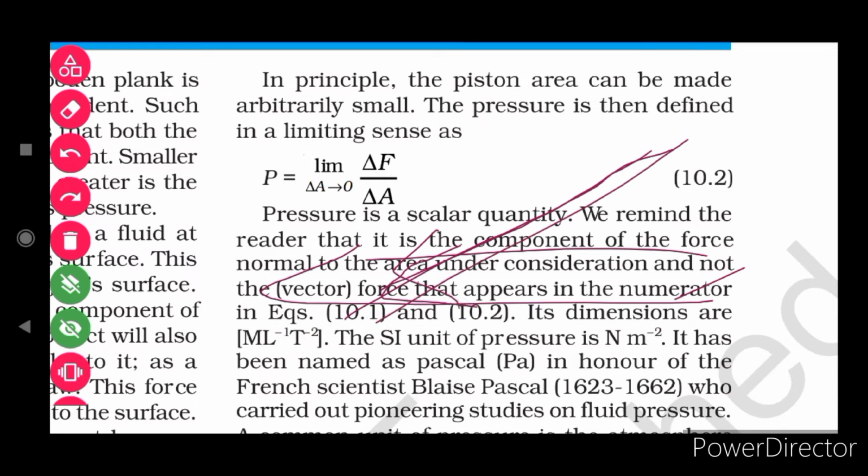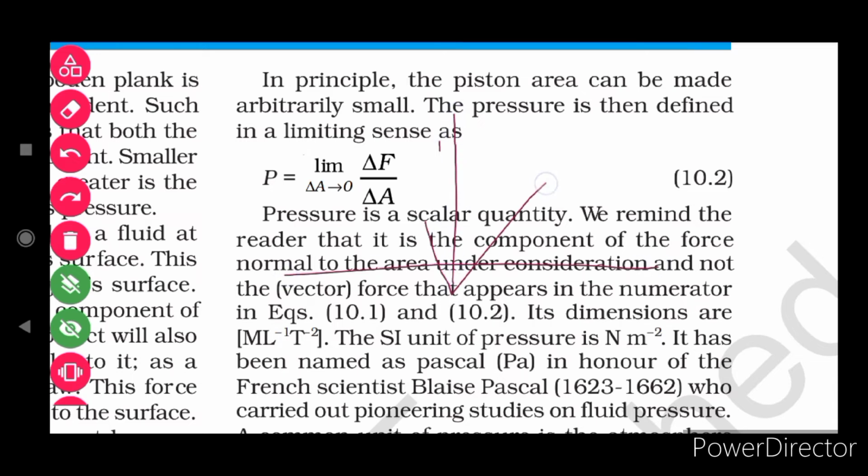We are only concerned with the magnitude of the force acting perpendicular to the area, and not the actual direction. So the direction of force is excluded. Only the force which is perpendicular, so we have to take this component of force. That's why we are not taking the vector force here, only the force which is normal. So direction is out of the equation, and that's why this is a scalar quantity.